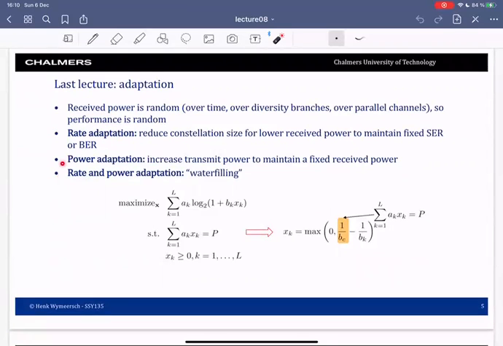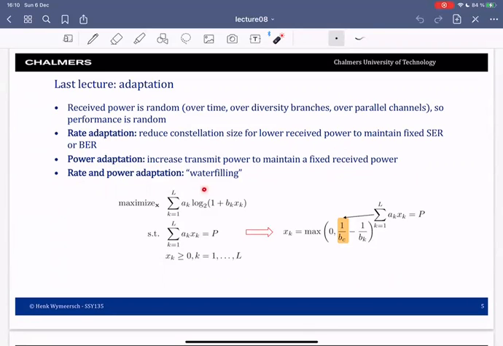these channel conditions. So the first one we saw was rate adaptation, where we essentially shrink the size of the constellation when the SNR is worse, and then use higher order constellation when the SNR is better, without changing the power. We saw also power adaptation, which tries to keep a certain SNR at the receiver and does this by increasing the transmit power when the channel is bad. And this power adaptation turns out to be a very poor strategy.